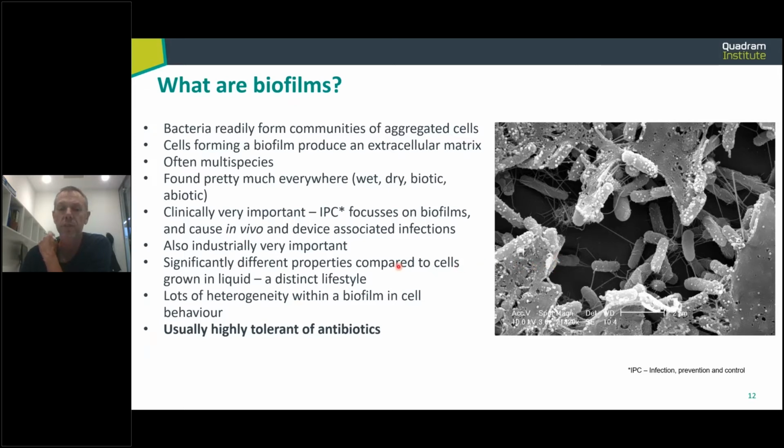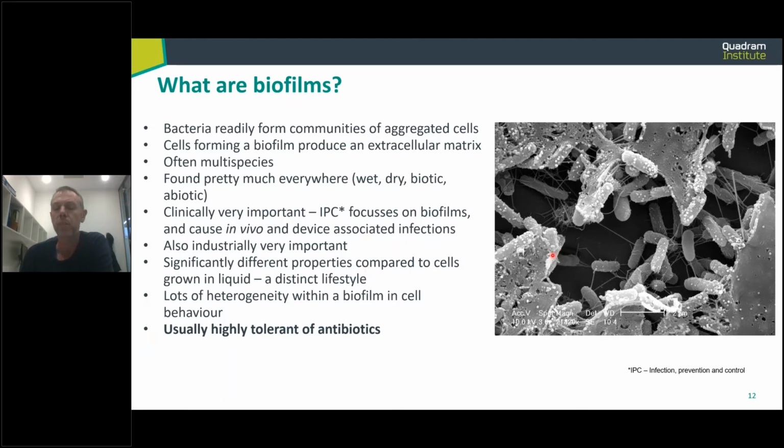So infection prevention and control spends a lot of time trying to deal with biofilms. In a clinical setting, bacteria will survive in a hospital environment very well in biofilms, and often we're trying to break chains of infection by eradicating bacteria in a biofilm. Industrially, they're very important, either in causing a problem from contamination of products or production lines, but also we can use bacteria to make things when they're in a biofilm. So it's a very efficient way sometimes to make drugs and things like that. So these are very important organisms.